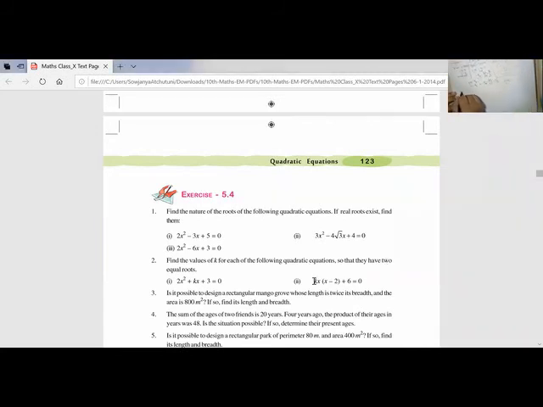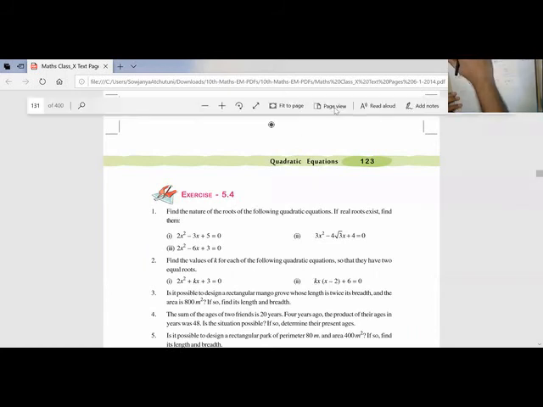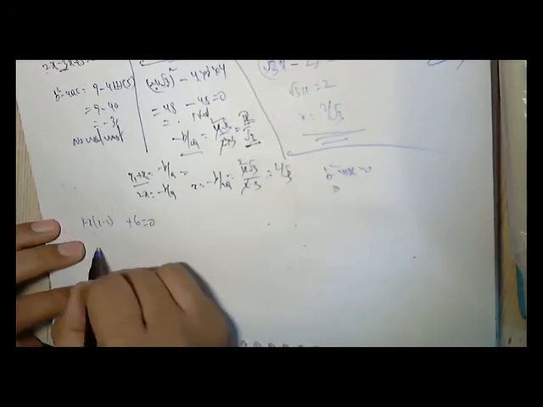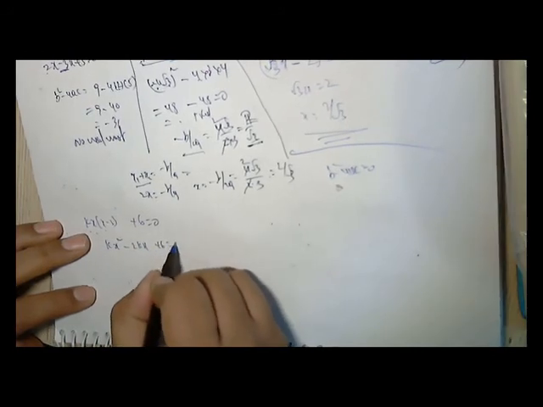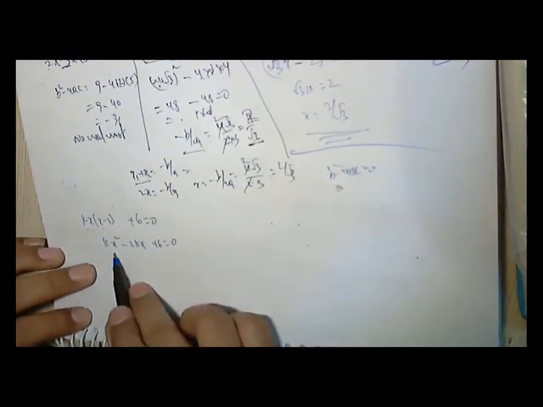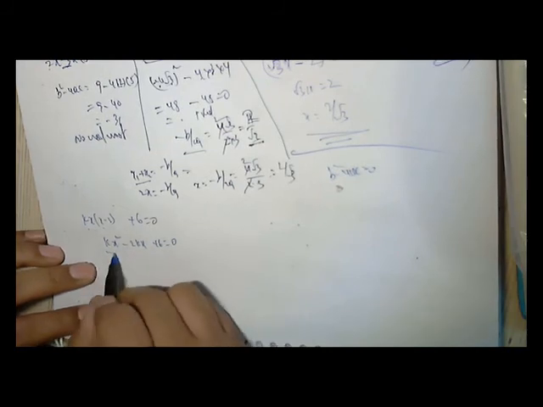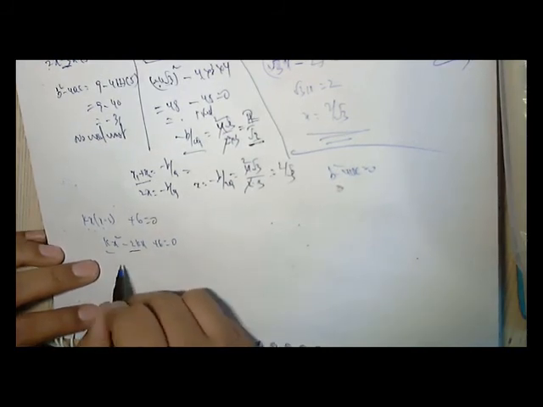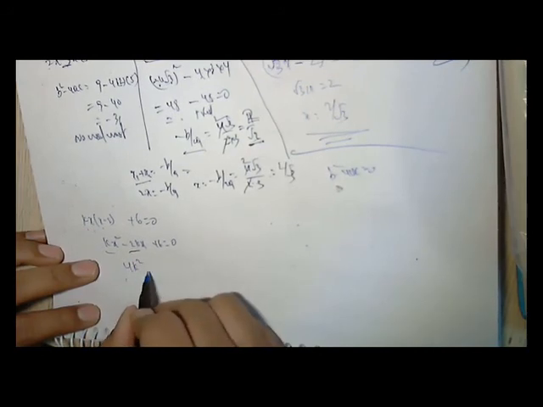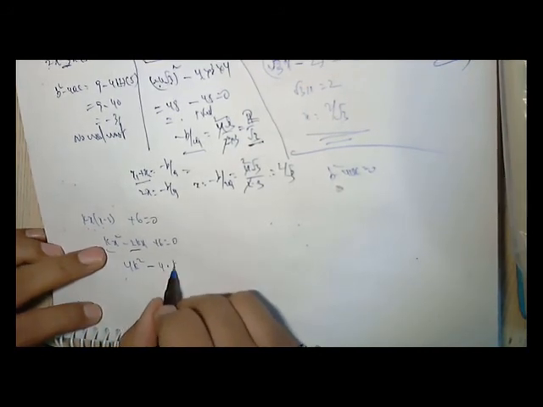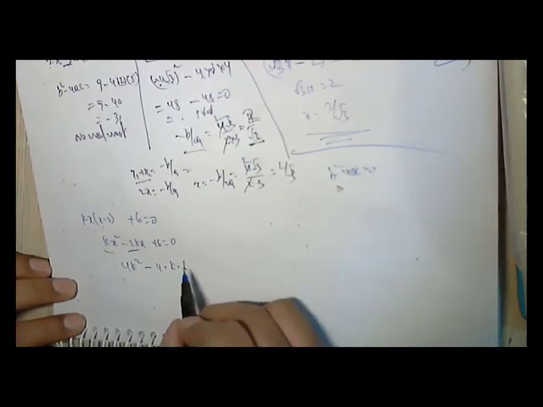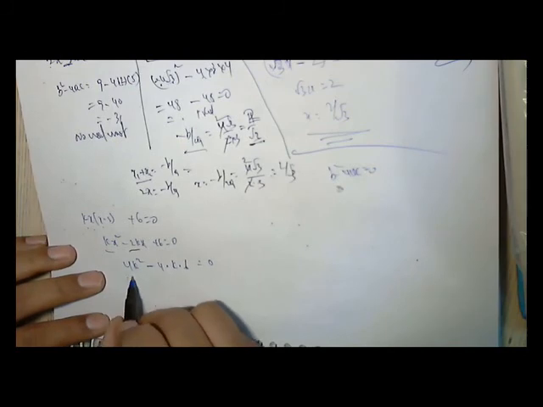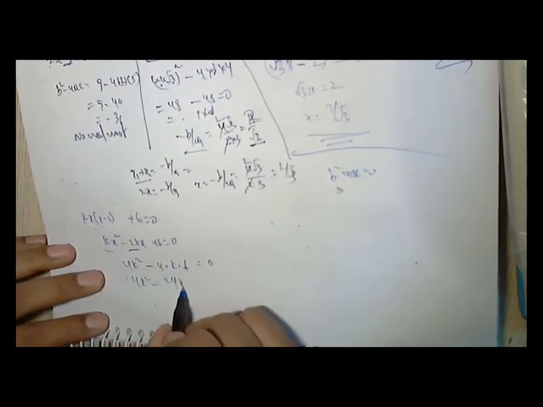kx into x minus 2, plus 6 is equal to 0. So kx into x, kx square, minus kx into 2, 2kx, plus 6 is 0. So we have to find out k. What is b square of this? b square is minus 2k whole square, 4k square, minus 4 into a is k, c is 6, 4ac, that is equal to 0. So 4k square minus 24k is 0.